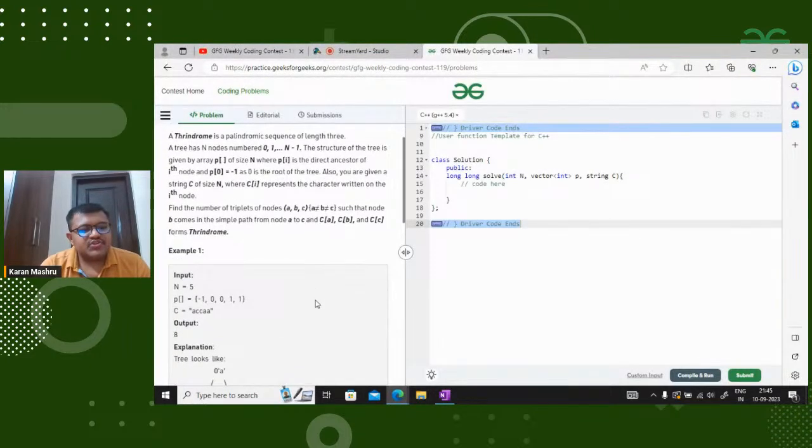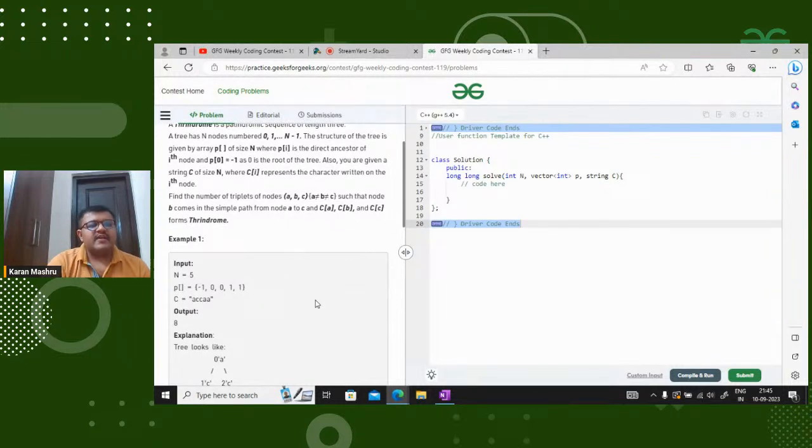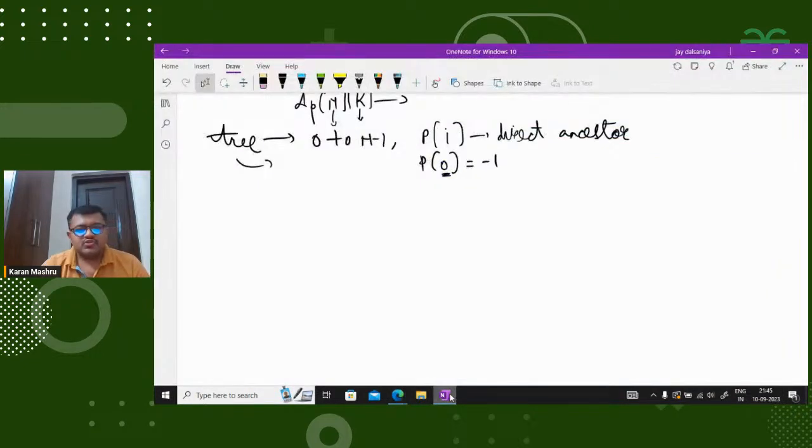Also, you are given a string C of size n, where C of i represents the character written on the ith node. So we are also given a string C, where C of i represents the character at the ith node.